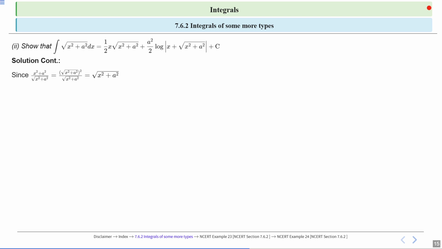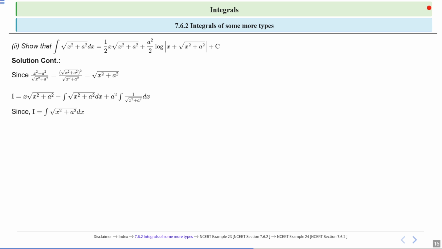Since x square plus a square by root under x square plus a square can be written as root under x square plus a square whole square by root under x square plus a square, we get root under x square plus a square. So I becomes x into root under x square plus a square minus the integration of root under x square plus a square dx plus a square integration of 1 by root under x square plus a square dx.